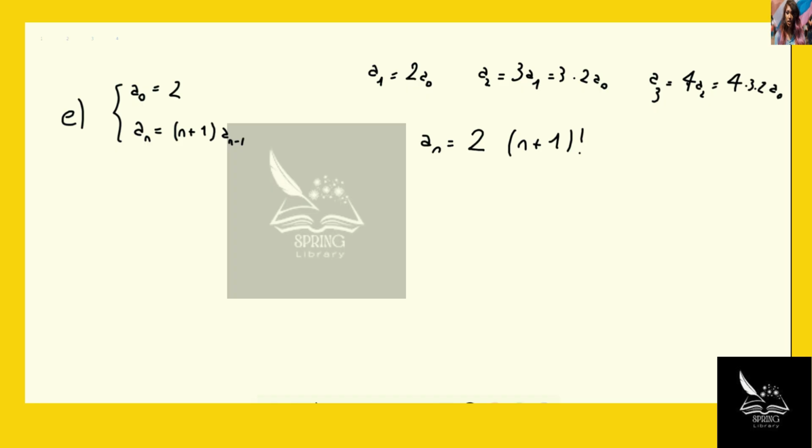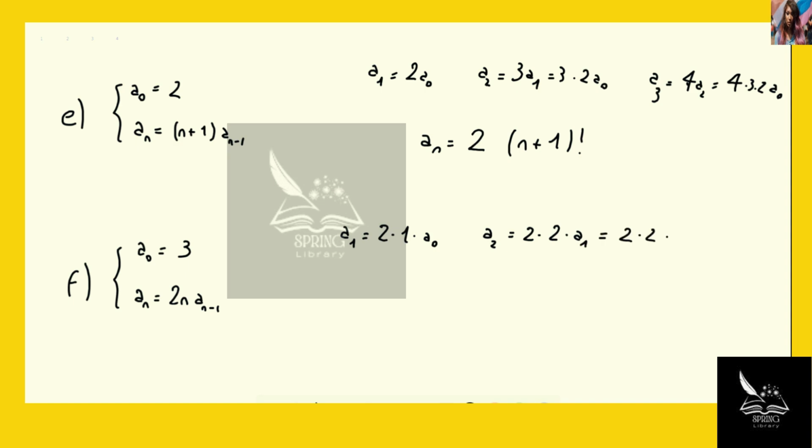Then we have the sequence starting at 3, where every term is 2n times the previous one. So a1 is given by 2 times 1, a0. a2 is 2 times 2, a1, which is 2 times 2, times 2 times 1, a0. Let's do one more. a3 is 2 times 3, a2, which therefore is 2 times 3, that multiplies 2 times 2, that multiplies 2 times 1, a0.